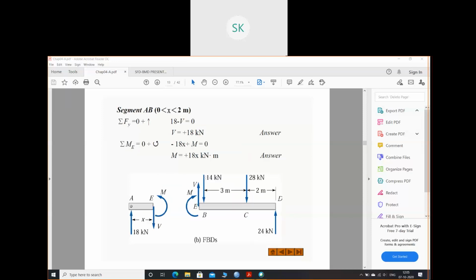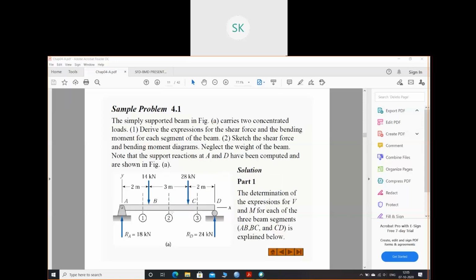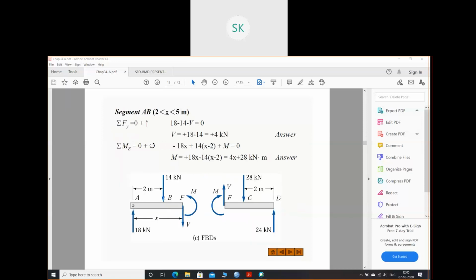Again, when you cut a section at this position, this will be your left hand side, and this will be your right hand side.